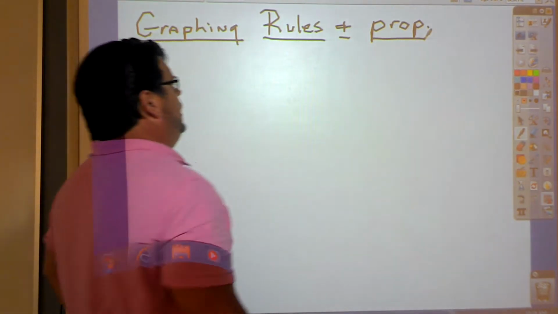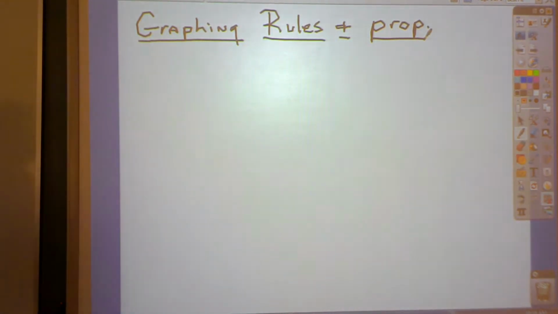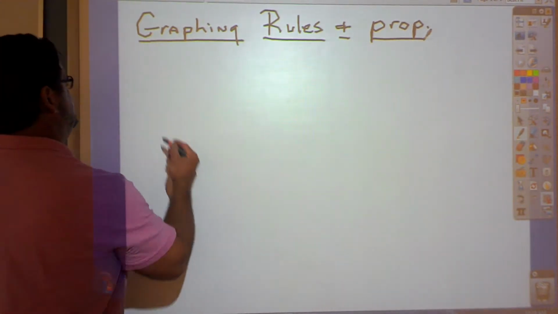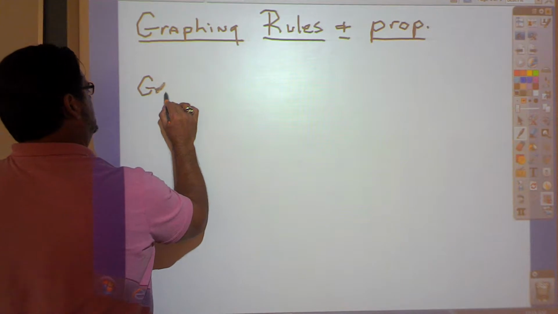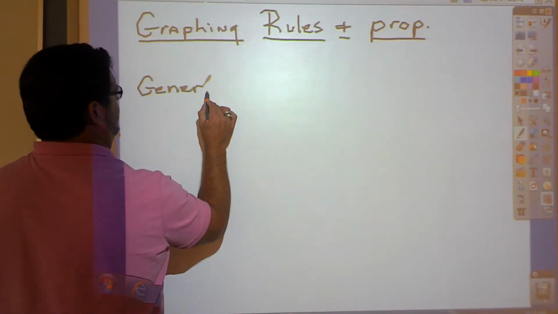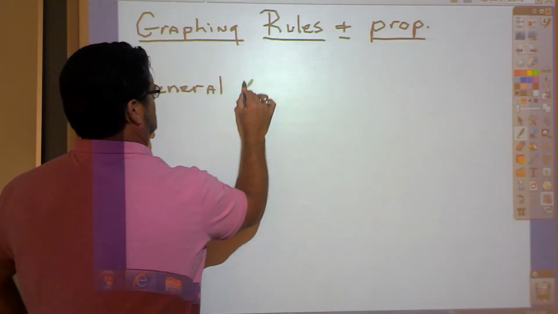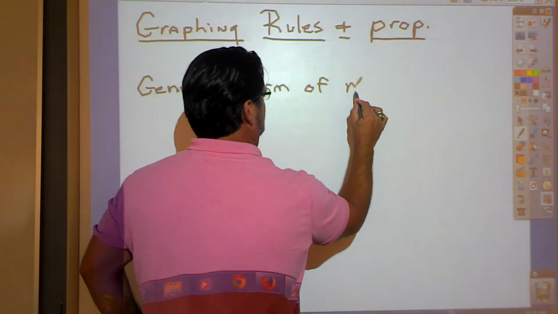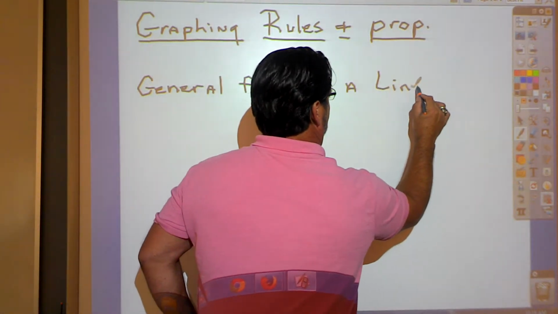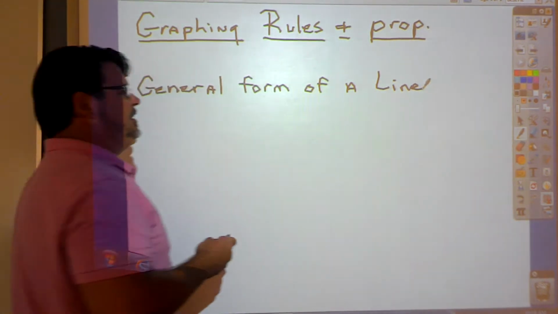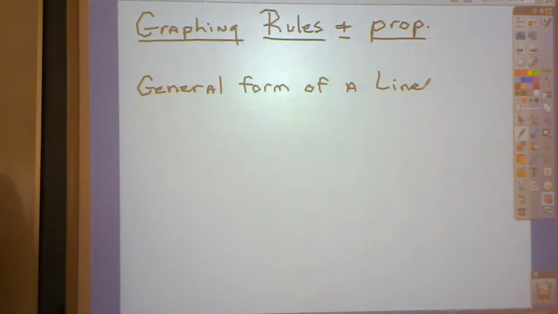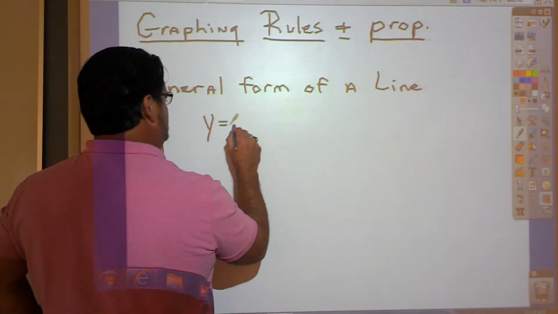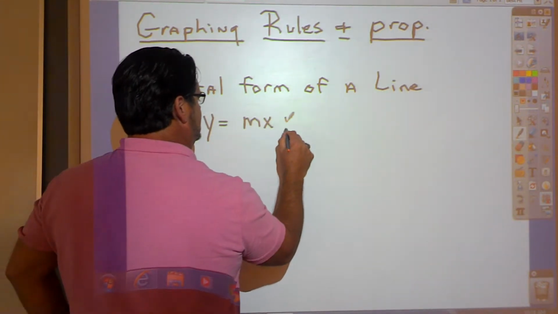All right, first of all, to graph a straight line, it usually is in the general form of a line. And the general form of a line, or the general equation of a line, is y is equal to mx plus b.